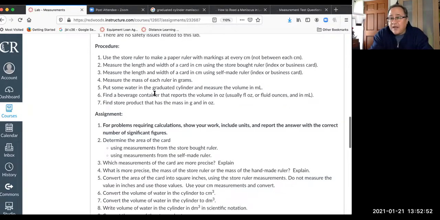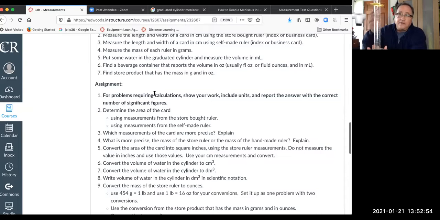Put some water in your graduated cylinder. And normally for the graduated cylinder, I like to fill it about halfway. Measure it. And then you want to find a beverage container. Now, earlier this morning, I showed everyone this beverage container, nasal spray. If you look at the bottom, it actually says 1 fluid ounce is 30 milliliters. And the joke is that this isn't really a beverage. But you want to find a liquid container that reports the volume in ounces. It's usually fluid ounces and in milliliters. And you want to write that down.